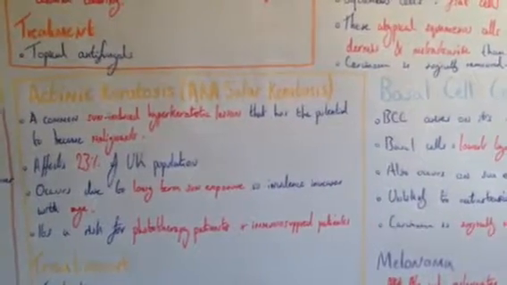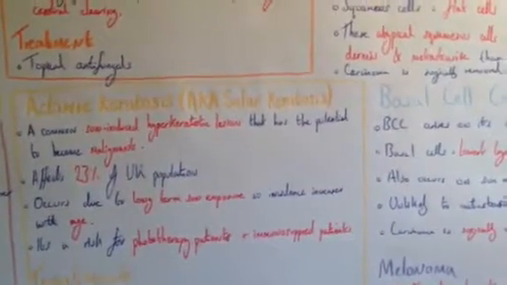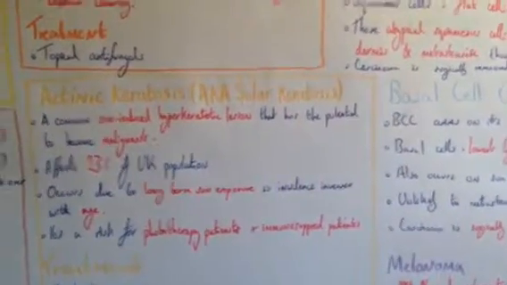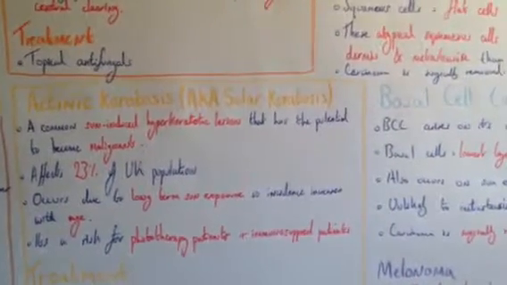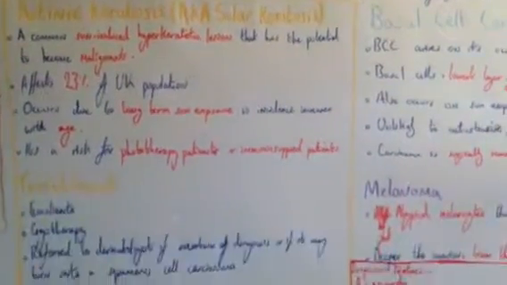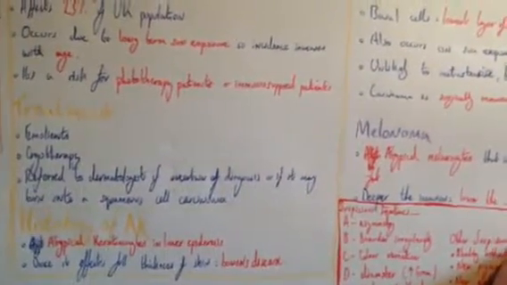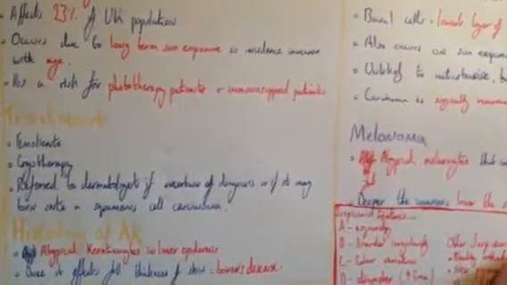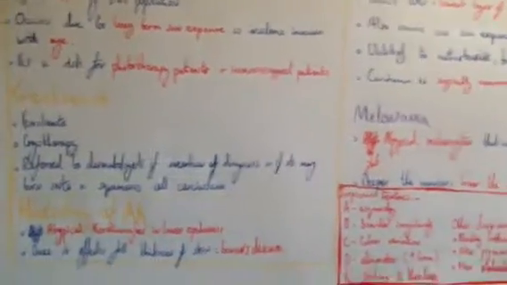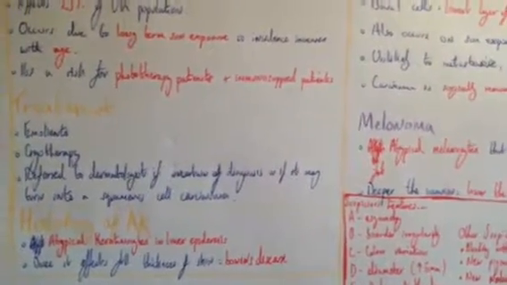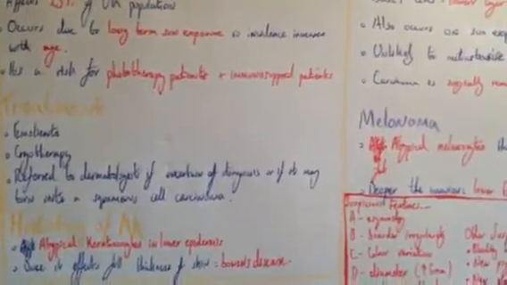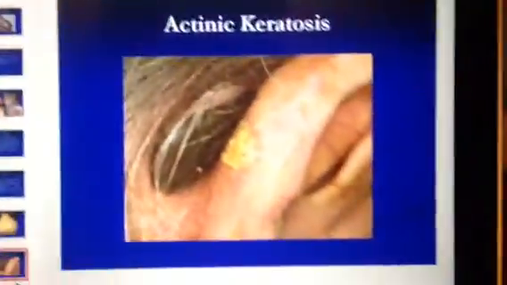Its incidence increases with age, as obviously the older you are, the more you've been exposed to the sun, and it's a risk for phototherapy patients and immunosuppressed patients. The treatment for this is emollients, cryotherapy, and referral to a dermatologist if uncertain of diagnosis, or if it may turn into a squamous cell carcinoma. Here is a clear example of actinic keratosis. Okay.